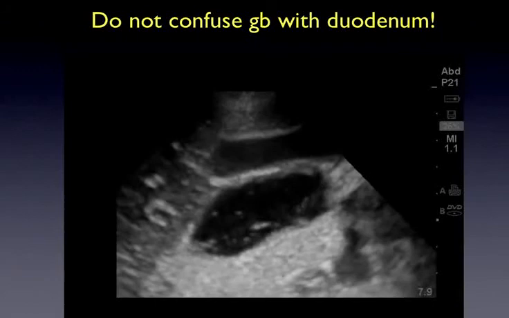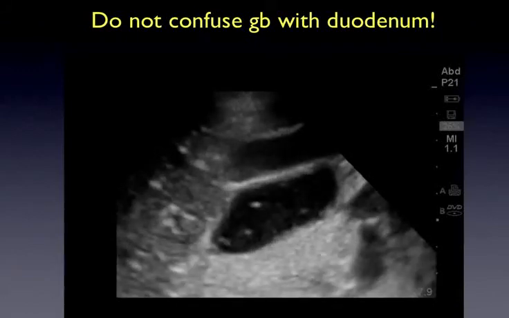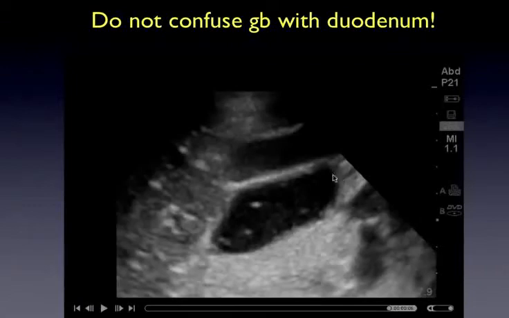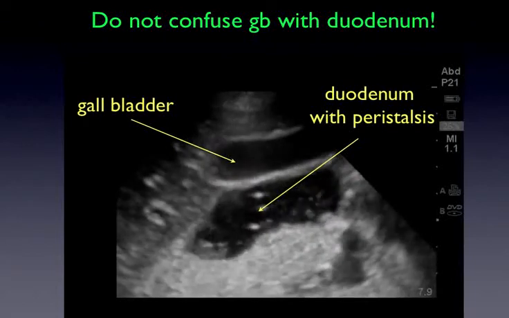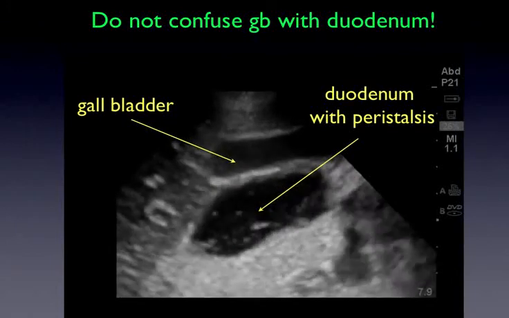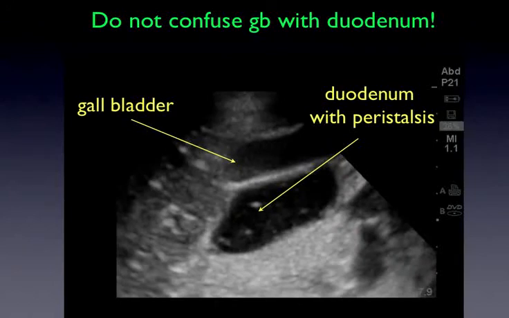So this is a pretty good slide, which is unusual to find actually, a clip like this. Usually you don't see the duodenum so swollen, but here's the duodenum posterior to the gallbladder over here. And you can see that there's peristalsis within the duodenum. So if you're not sure if you're looking at the duodenum or the gallbladder, look for the peristalsis.